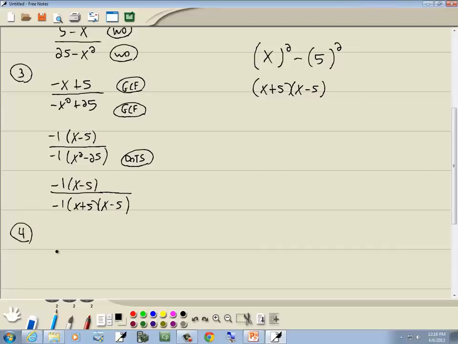Step 4. Cancel if possible. Well, they both have a negative 1, so those negative 1s cancel. And they both have an x minus 5, so those x minus 5s cancel. So it appears like we're left with 1 over x plus 5. And that's our answer.